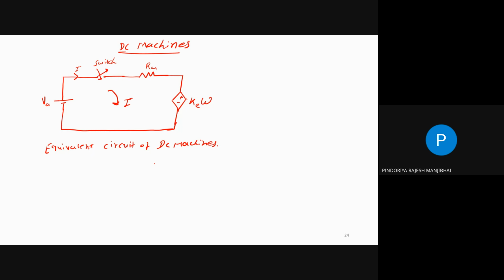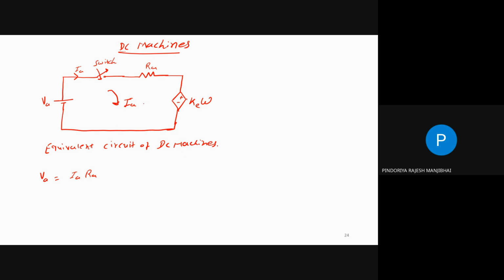Now we have to analyze this circuit. So starting with a simple analysis, just apply the KVL. We have a single loop, only one loop, so apply the KVL. KVL says the sum of voltages in the circuit is equal to 0, the voltage drop is equal to 0. So we can write the KVL equation for this circuit. VA is equal to IA RA.